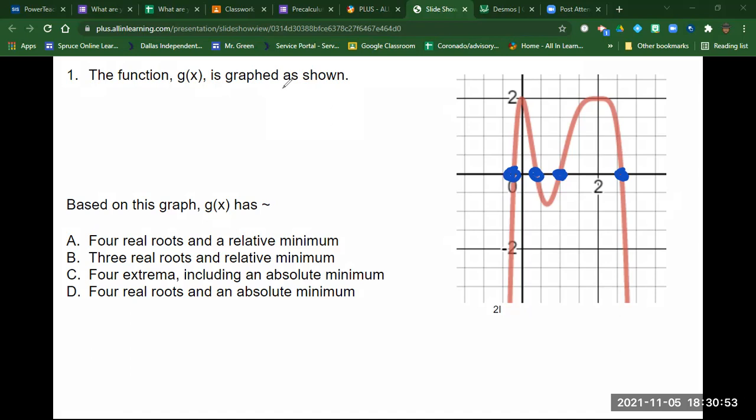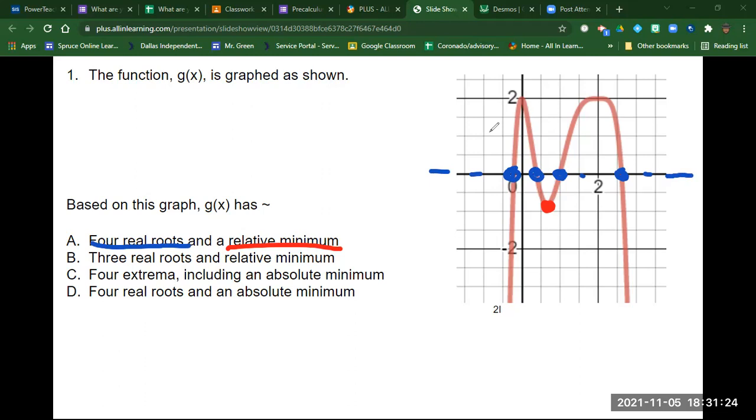And you also have a relative minimum. This right here is a relative minimum right there. So you got a relative minimum right there, and you have 4 real roots. How do you know it's a real root? Because it's on the x-axis. It's on this line right here. Those are what the real roots are.